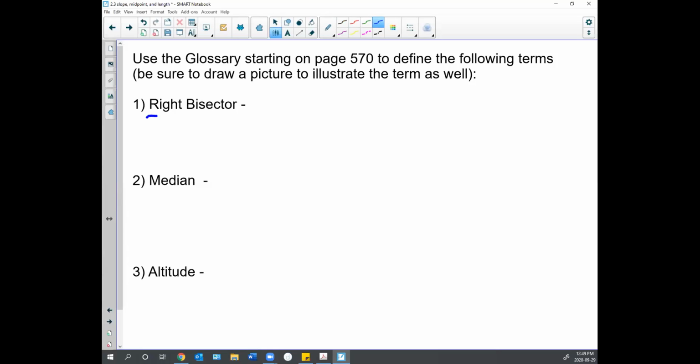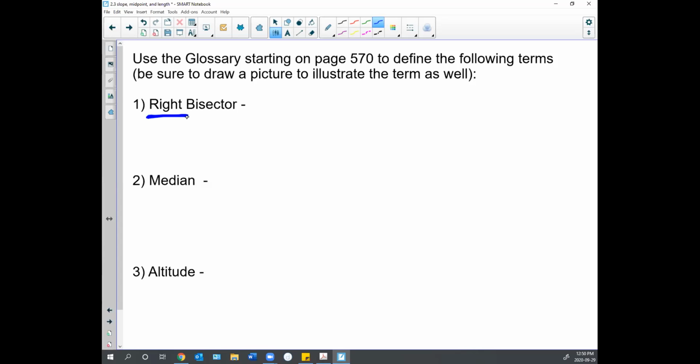In math, what is something that's right? So I'm not talking about correct. What does the word right mean? Oh, come on, you guys. Who wants to be right and tell me what right means? Like the 90-degree angle. Thank you, Joel. It meets at a 90-degree angle. And what about bisect? What does bisect mean?